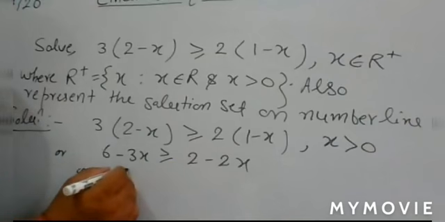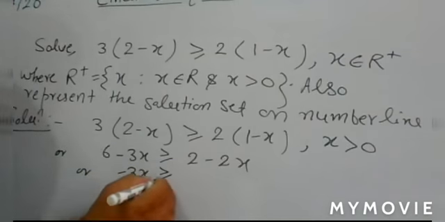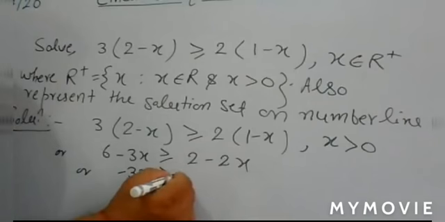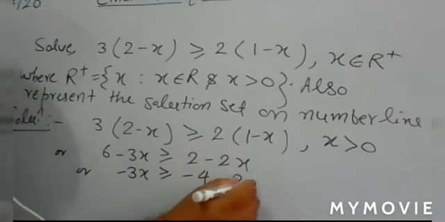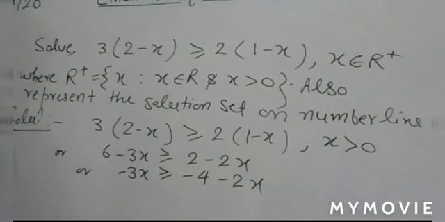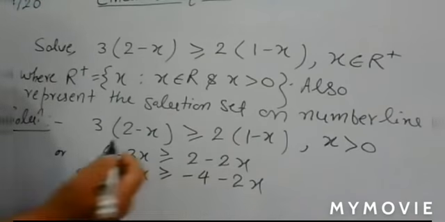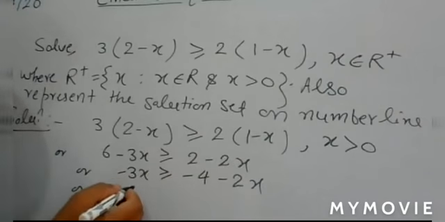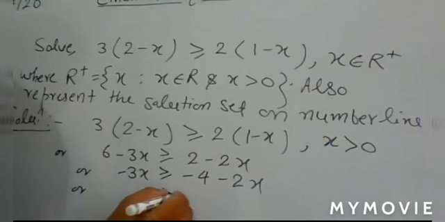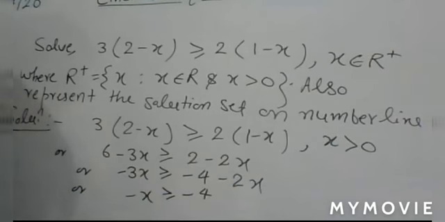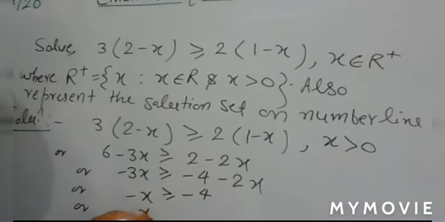Now you add minus 6 on both sides. If you add minus 6 here, you have minus 3x greater or equal to minus 4 plus 2x. Understand? Now you add 3x on both sides, so you have minus x greater or equal to minus 4, and that cancels out. Now dividing by minus 1, you have x less or equal to 4.